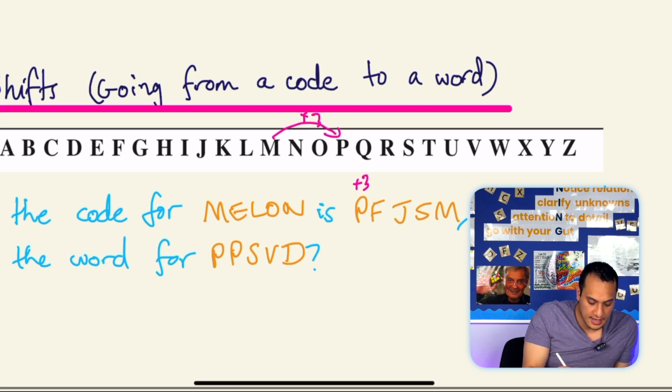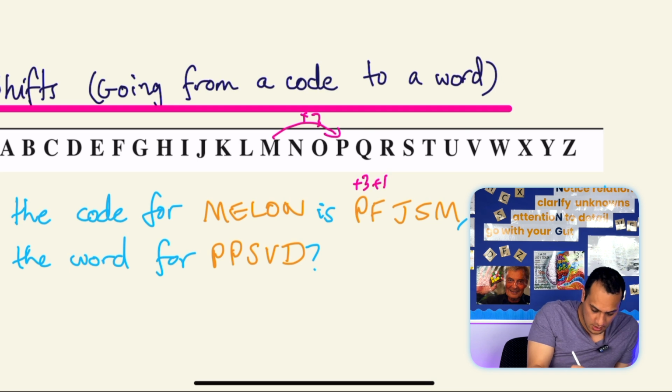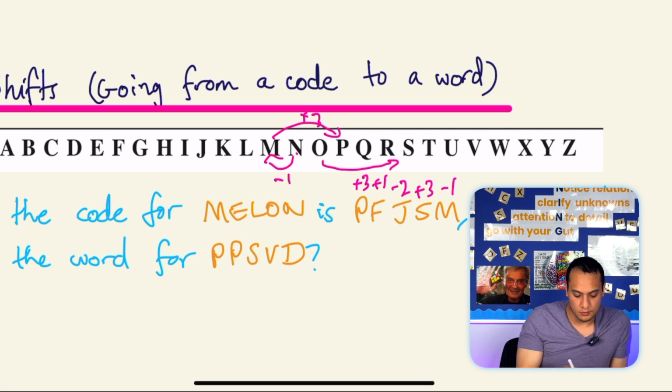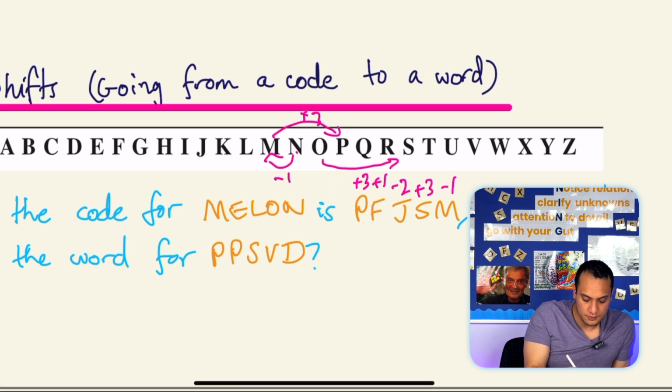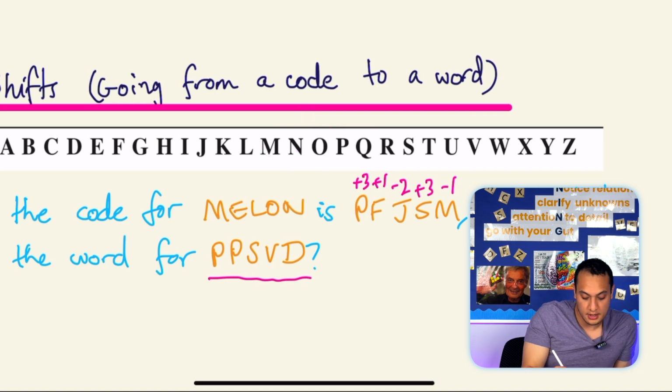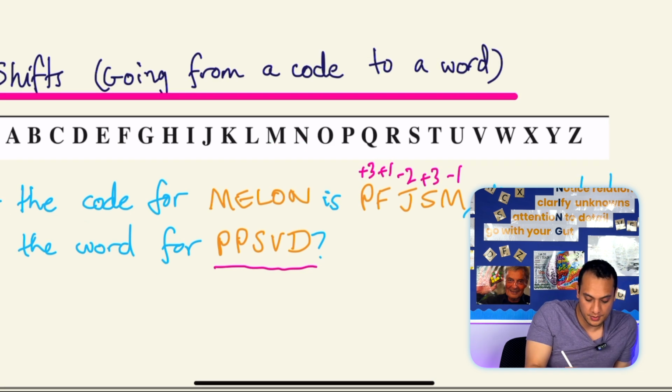So that will be +3. From E to F, that's +1. L to J, that's -2. From O to S, we're going forward 3. And then from N to M, we're going back 1. So that'll be -1. So what we need to do for this code is essentially where you've got a +3, that will be now -3. If you've got a -2, that will be a +2. So P back 3 would be M.